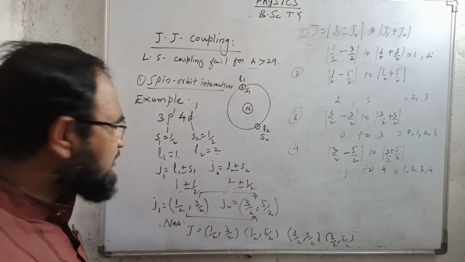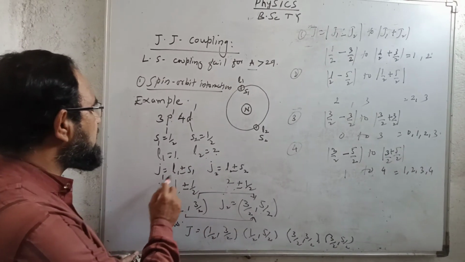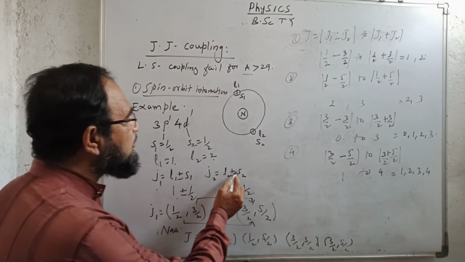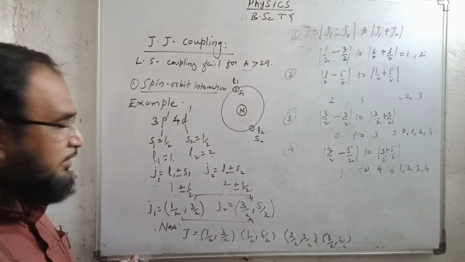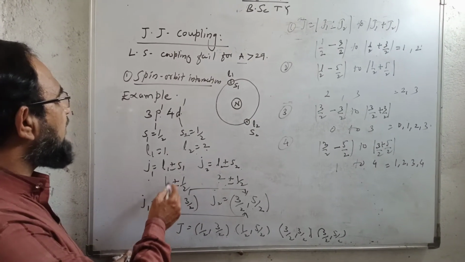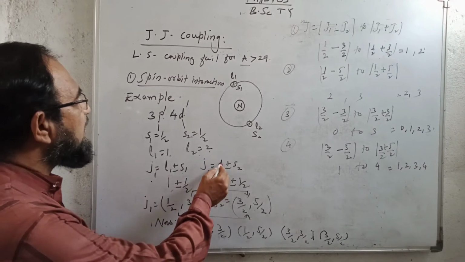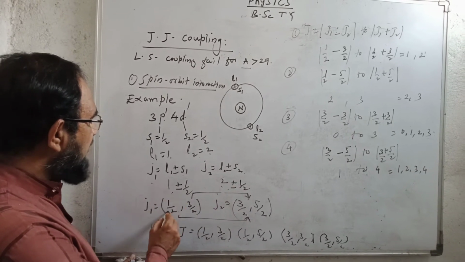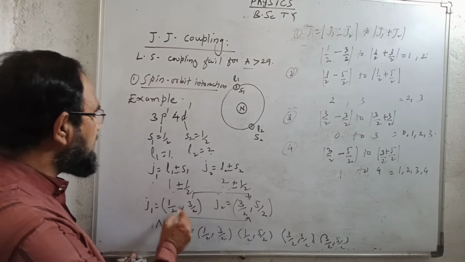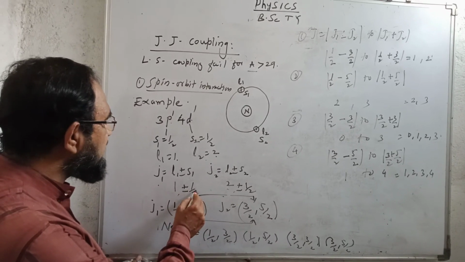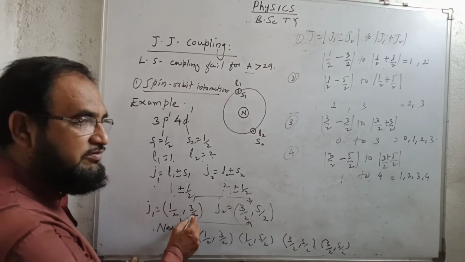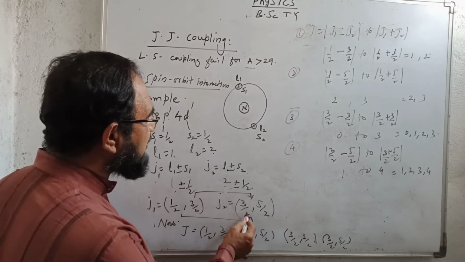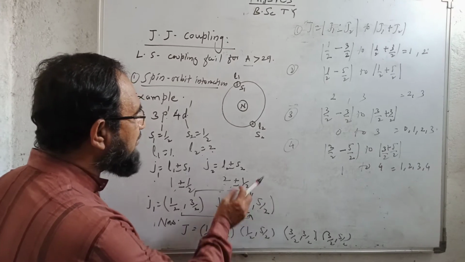Now I will combine these: J1 is equal to L1 plus or minus S1 and J2 is equal to L2 plus or minus S2. Putting the values, L1 is 1 plus or minus half, and L2 is 2 plus or minus half. So J1 gives half, 3 by 2. If I subtract, it will be half; if I add, it will give 3 by 2. Similarly, J2 after subtraction gives 3 by 2, and after addition gives 5 by 2.